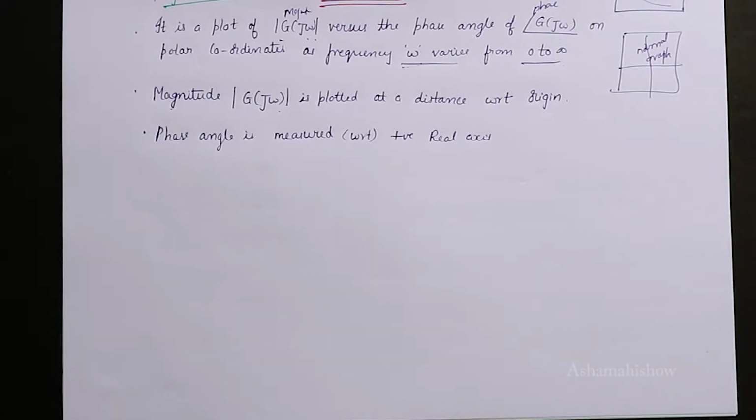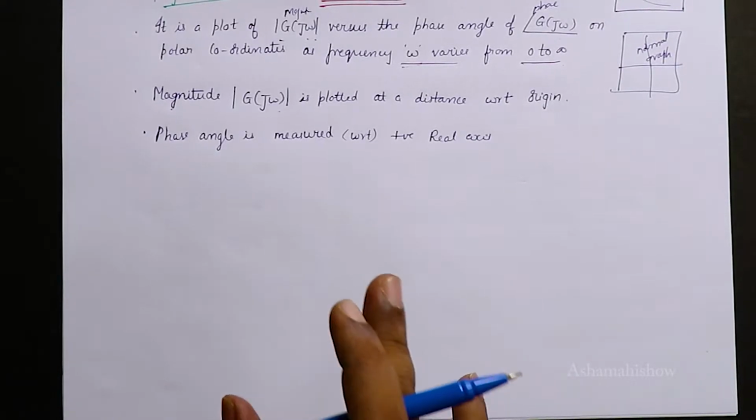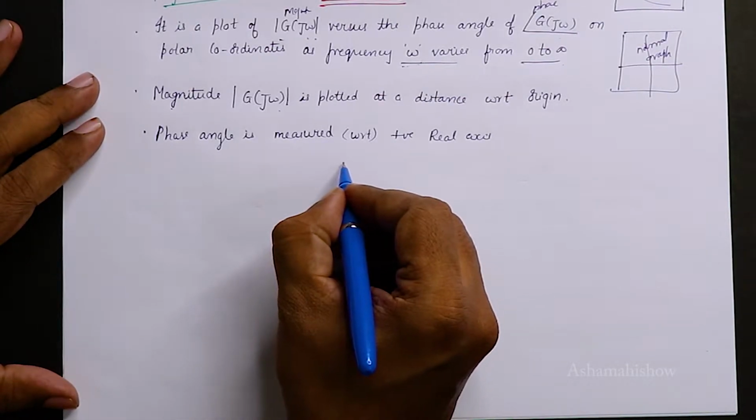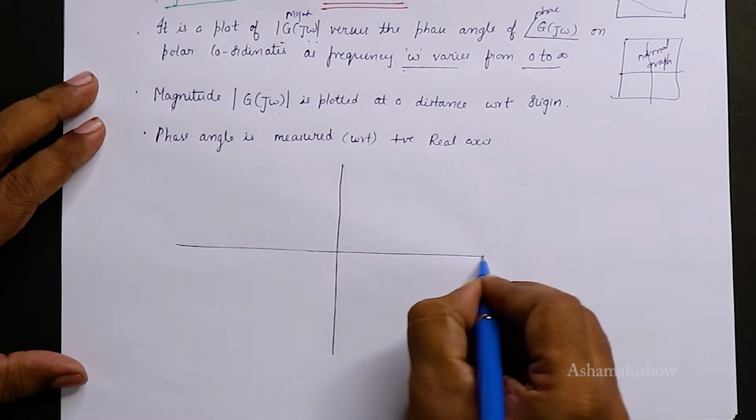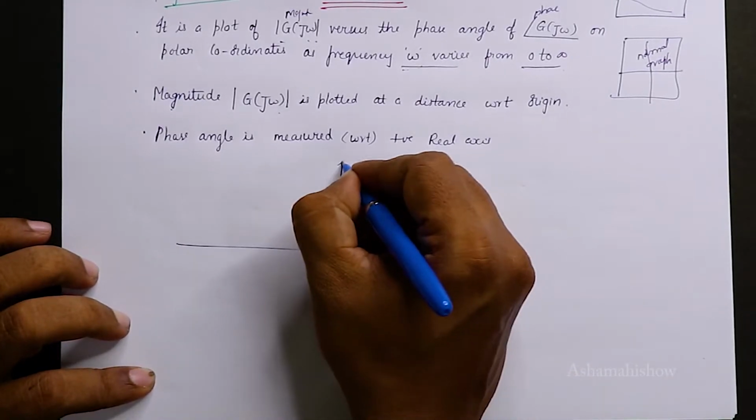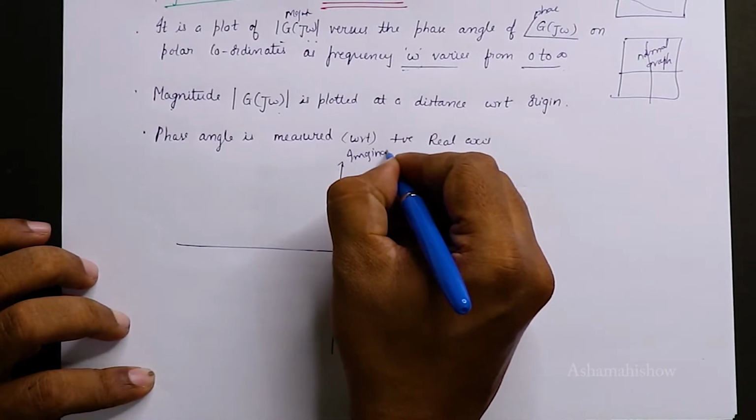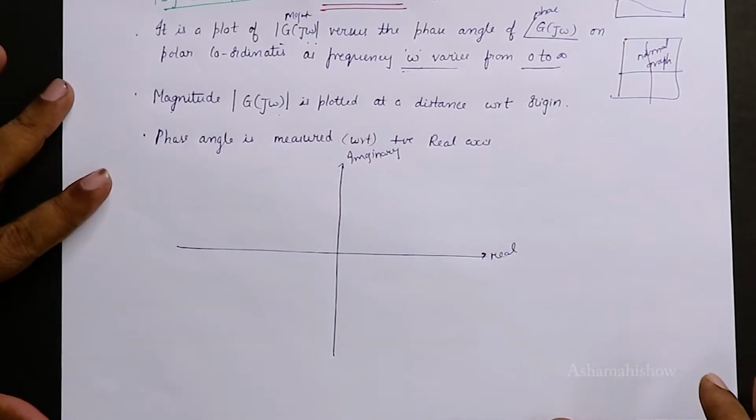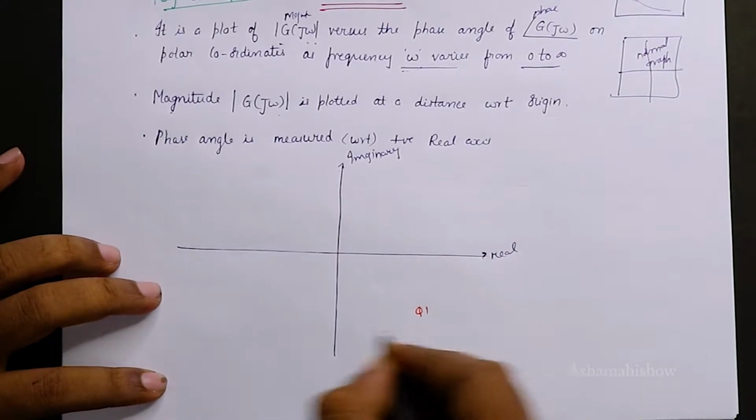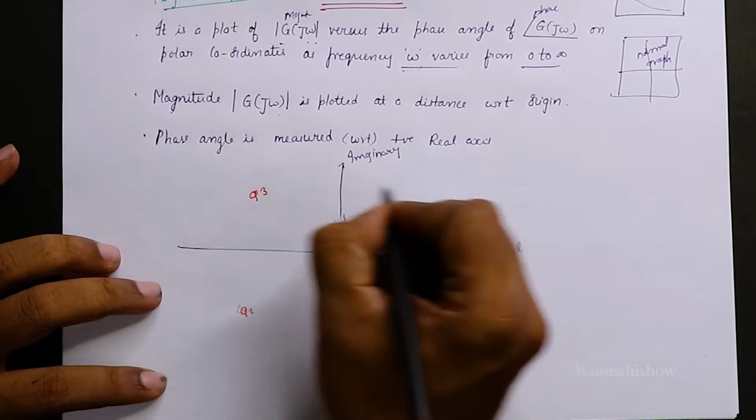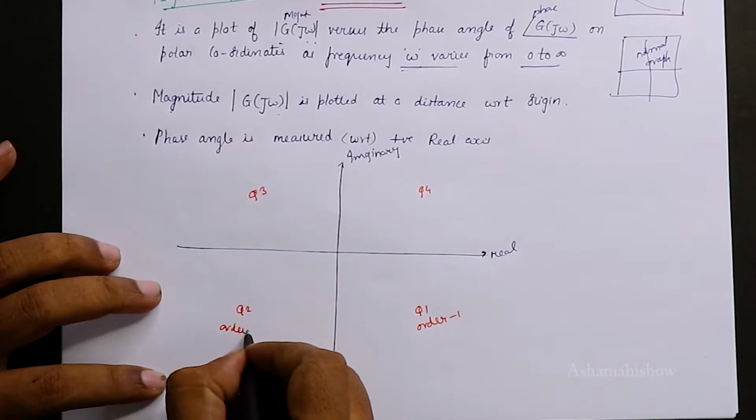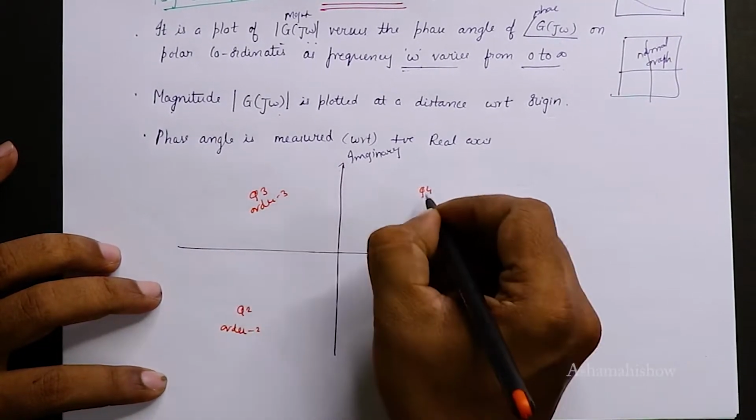So to avoid confusion, let me draw it in a very nice manner. In a normal graph, you divide this into 4 quadrants. Obviously, this is your real axis and this is your imaginary axis. Look very carefully, I am telling you some tips on how to do it. So quadrant 1, quadrant 2, quadrant 3 and quadrant 4. All the quadrants I will be taking as orders: order 1, order 2, order 3 and order 4.